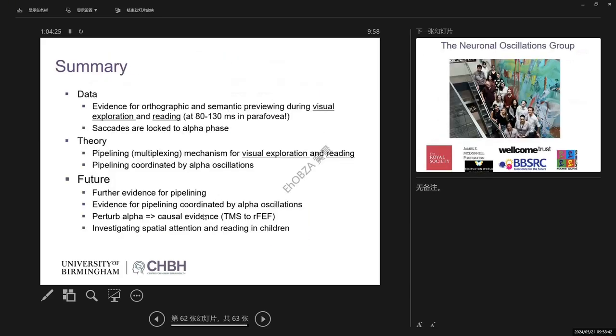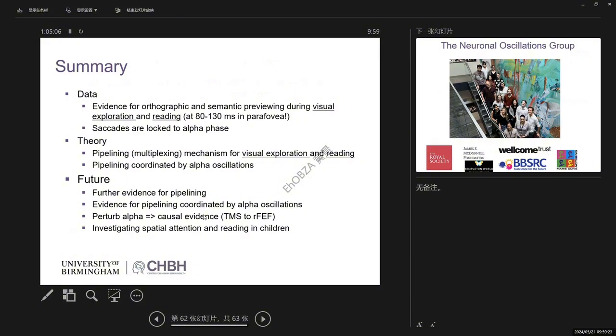So I'm going to summarize here. I think we now have good evidence for semantic previewing, both during visual exploration and during reading. Furthermore, we also have evidence that saccades are locked to the phase of ongoing alpha oscillations. To us, this is consistent with this framework of pipelining, where several words or objects can be processed in parallel, but at different levels of the visual hierarchy. And furthermore, we think that this pipelining is organized by alpha oscillations.